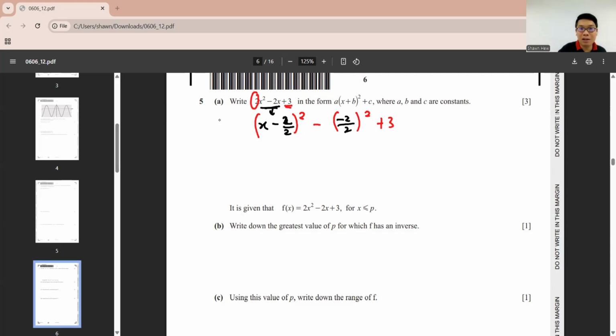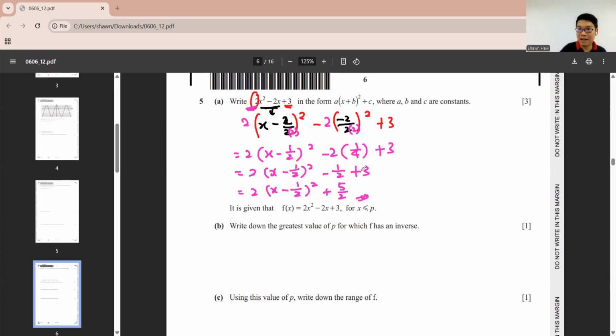After we complete this part, we only write the front number in 4 positions, which is up, down, or out, in, out, in. Then we solve it. Done. Then they say x must be less than p. So write the greatest value of p which f has an inverse. The U-shaped graph, we need to remove either the left-hand side or right-hand side, then only we can have an inverse. If not, it's not a one-to-one function. This question, they want the left-hand side part.